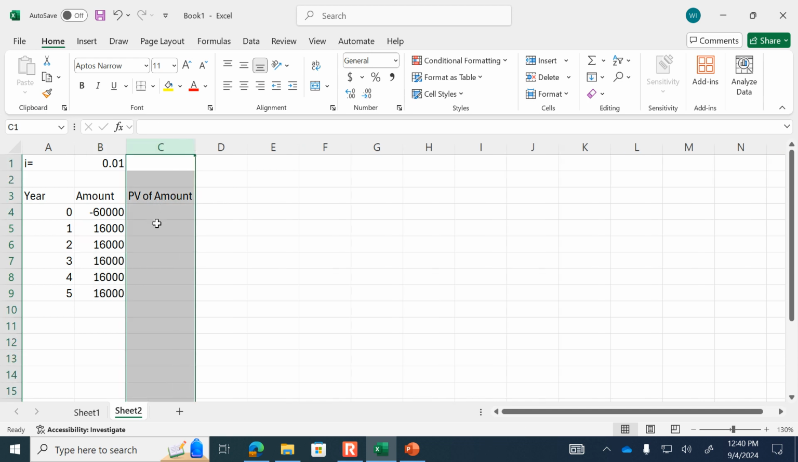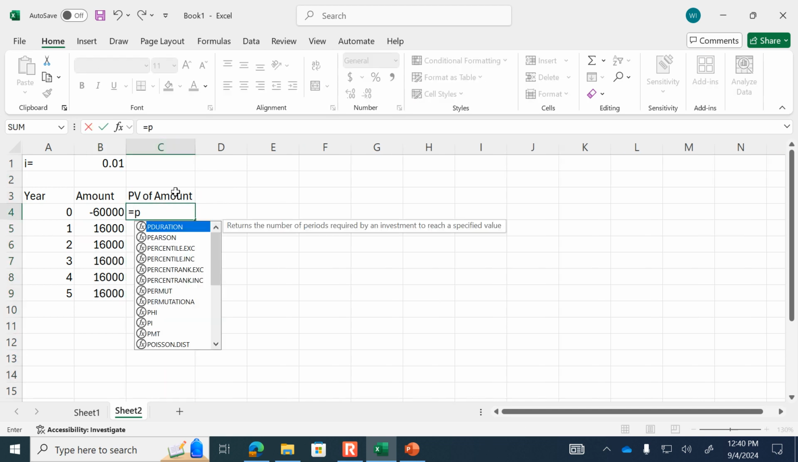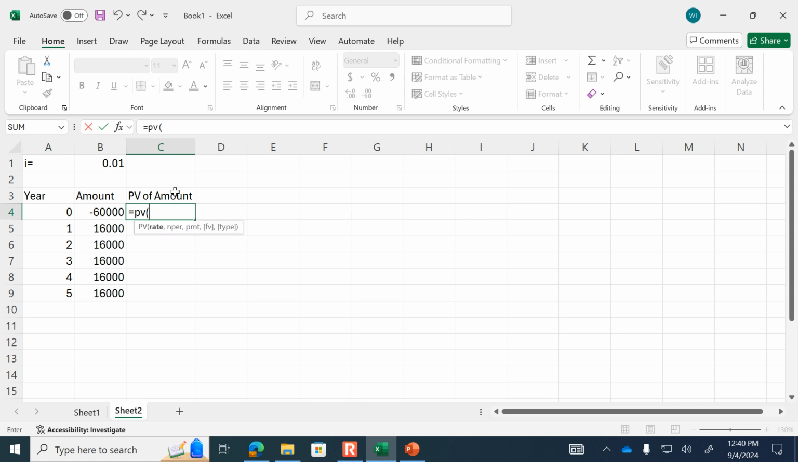So the function I'm going to use is equals PV parentheses, and it gives you little hints of what it wants to see. It's saying, tell me the rate. So I'll click here on the interest rate. I'm going to press the F4 button to put in dollar signs in the formula. Those dollar signs mean that when I move the equation down, it'll still always look in the same spot for the interest rate. And then comma, NPER, the number of periods. For N, I don't want those dollar signs because I don't always want it to look in the same row. When I drag the equation down, I want it to look at the number of periods that the amount is being discounted.